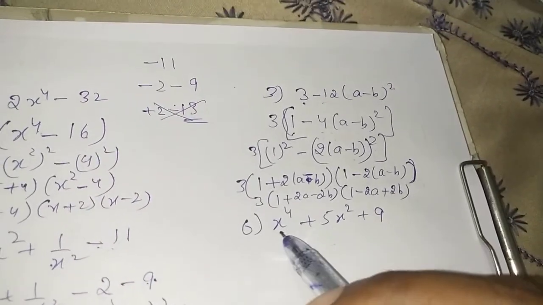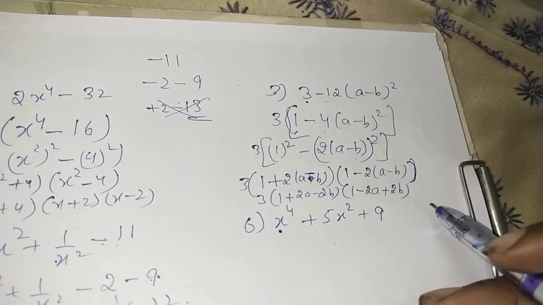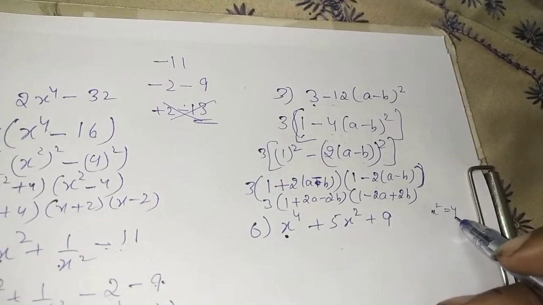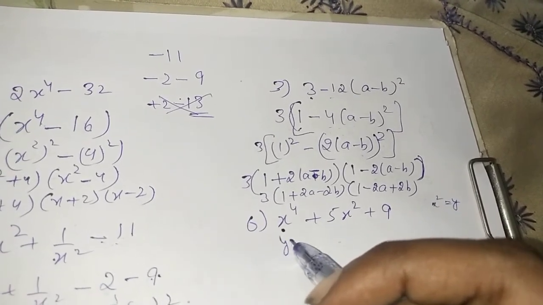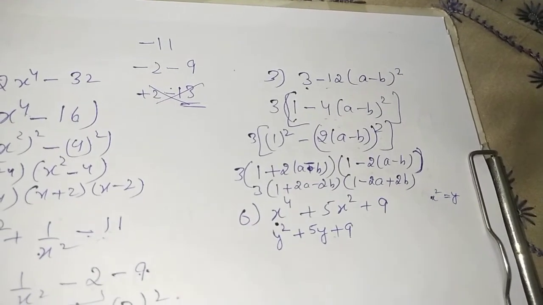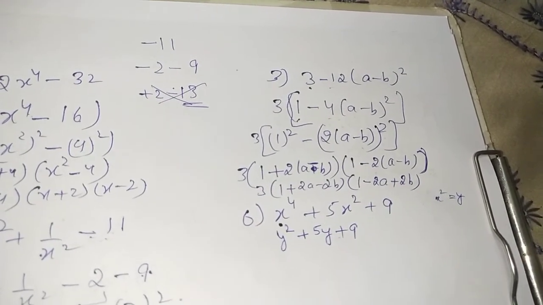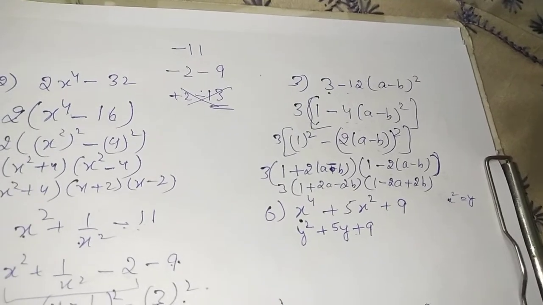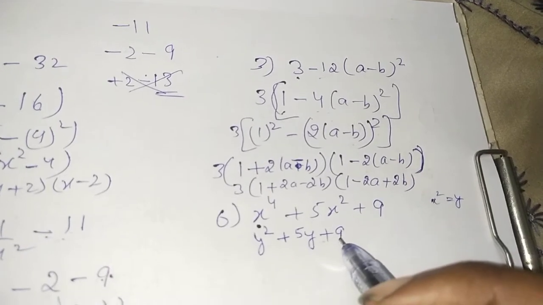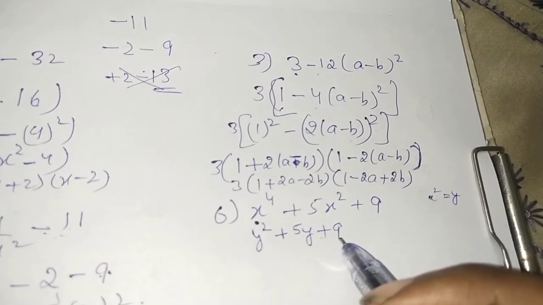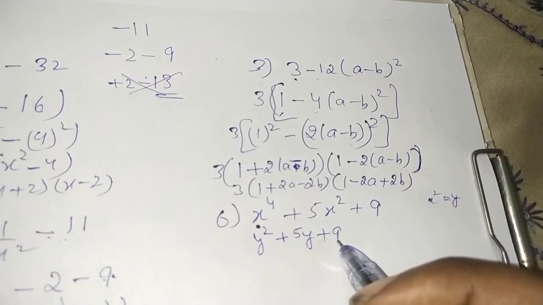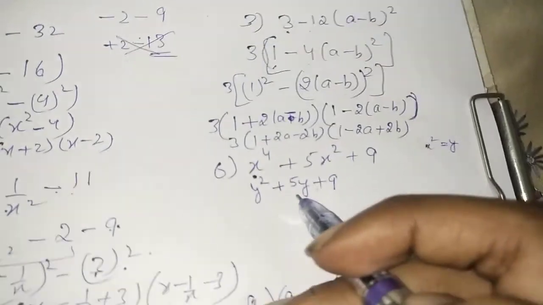Okay, let's take x. Now over here we are having x to the power of 4. We can write x square as y. So it will become y square plus 5y plus 9. This is what we are going to obtain from this. Now no square is getting applied, and it is not even factorizable, because the factors of 9 will be 3 and 3 or 9 and 1, but we cannot obtain plus 5 from it.